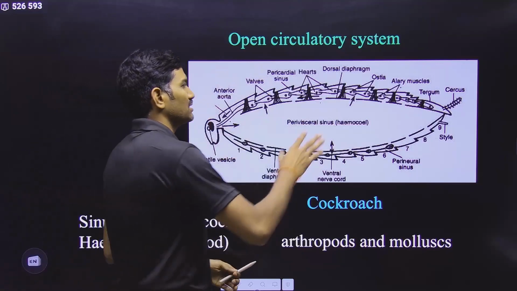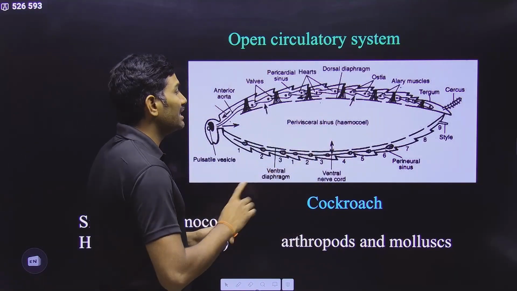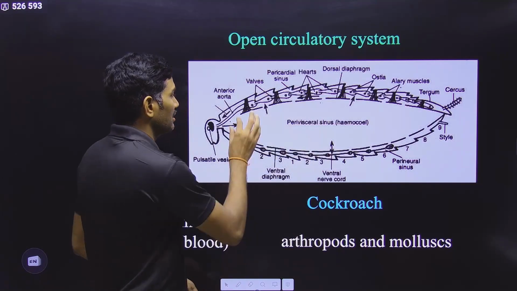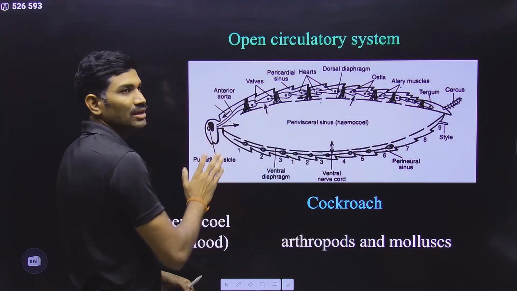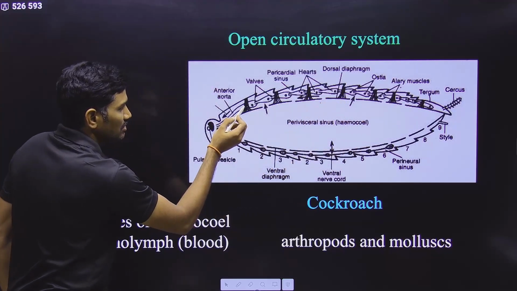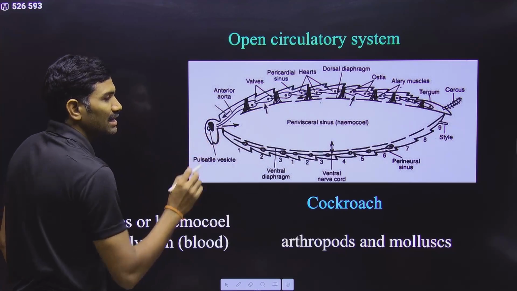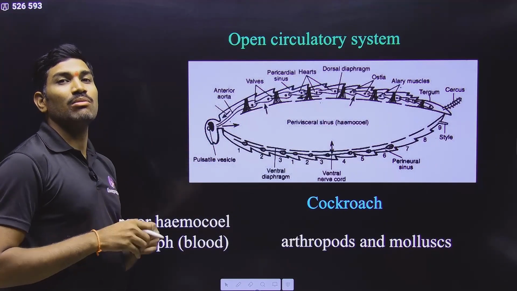Heart is present. Now what is the heart doing? It is collecting the blood from the body cavity. Please remember the term body cavity. This is the body cavity. Now from this heart, this is the first chamber. From this first chamber, it is opening directly into the body cavity.